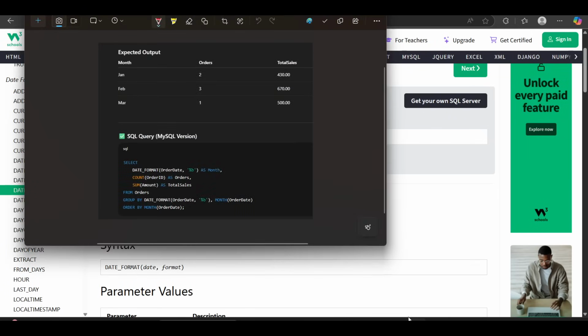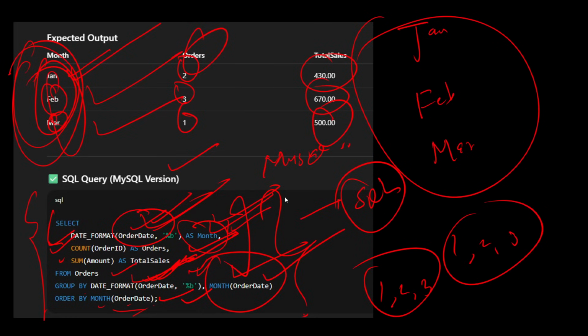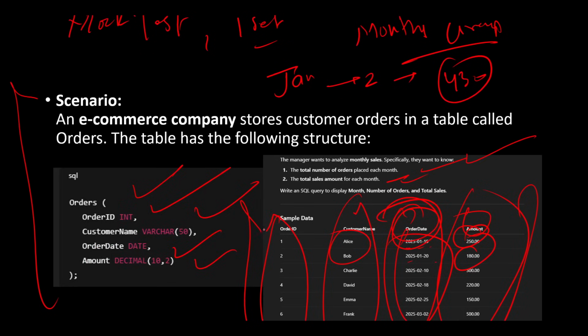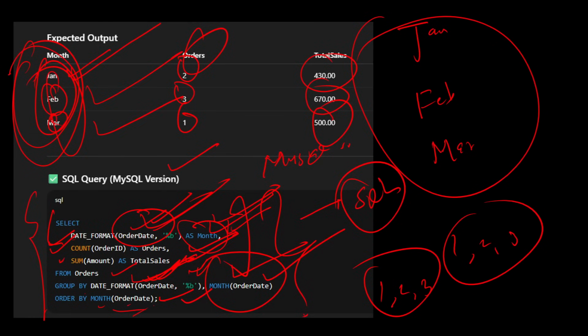So suppose I'll just tell you. Here we are using order dates. The order date would be like 2025 01 15. Now we are saying percent b, meaning we want the month name from this format. So this is our input, and using percent b, it will provide us the month name like January. I hope now it is clear. So in the display we can get January, February and March.